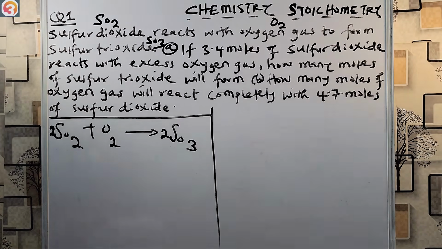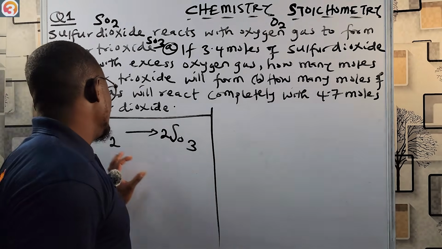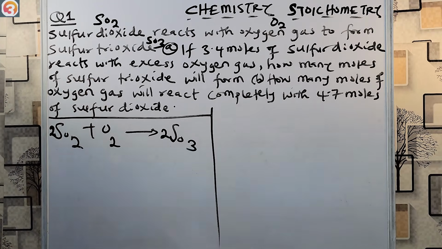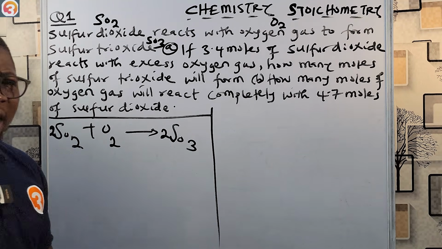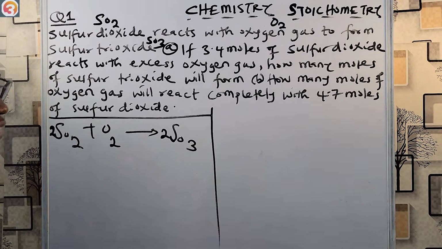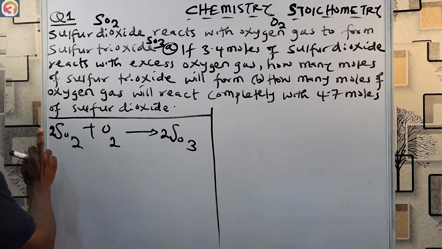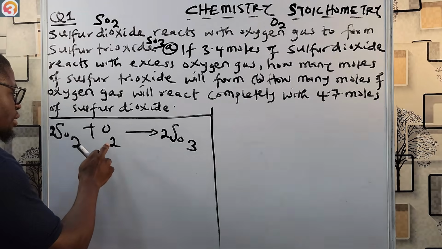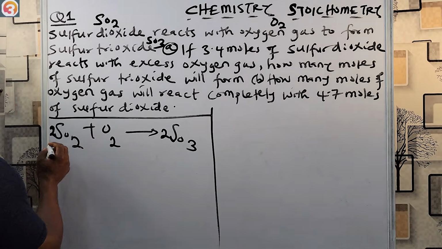Now let's go back to our question. Say sulfur dioxide reacts with oxygen to give you sulfur trioxide. That means in stoichiometry we can use what? Ratio. The ratio of sulfur dioxide that reacts with oxygen.